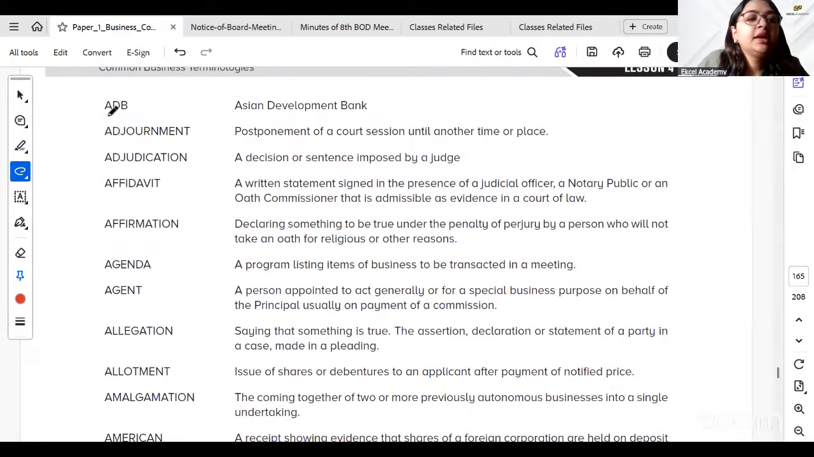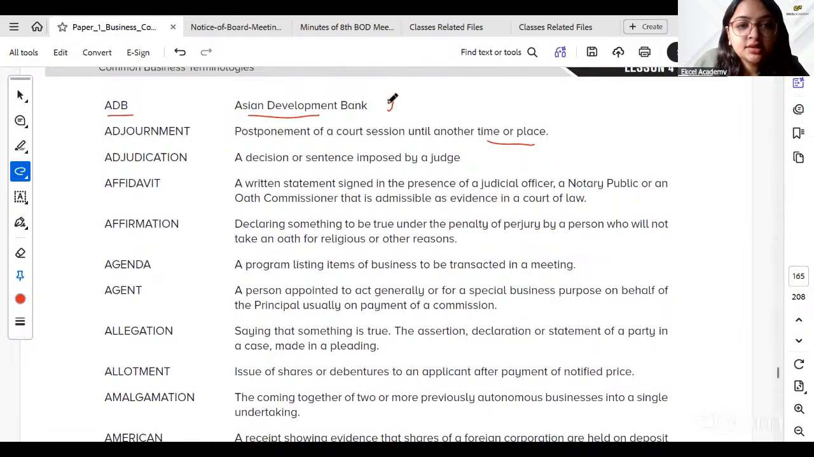And ADB, again, this is the Asian Development Bank, just an abbreviation that you need to remember. Adjournment is postponement of a court session until another time or place. Okay. So let's say, for example, the judges require more evidence, right? Then in that case, they will adjourn the meeting to a later date.